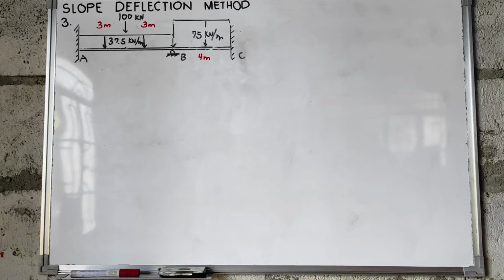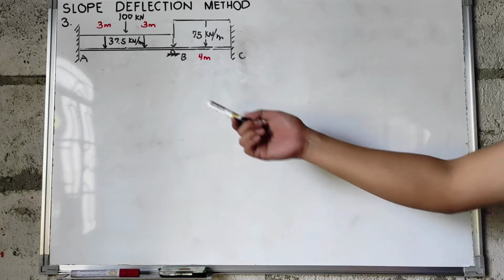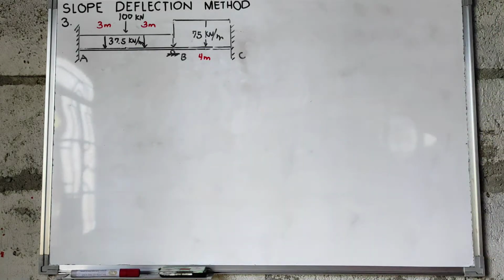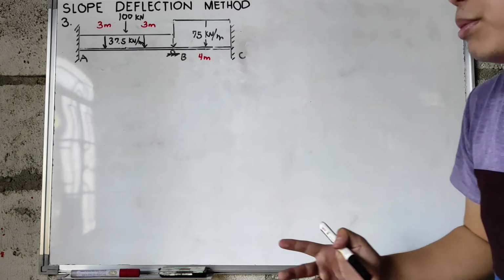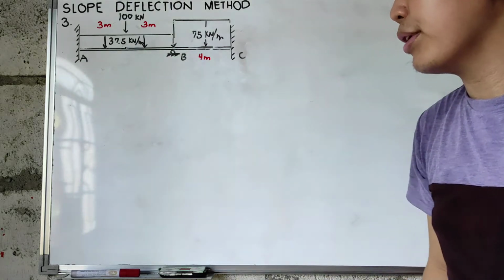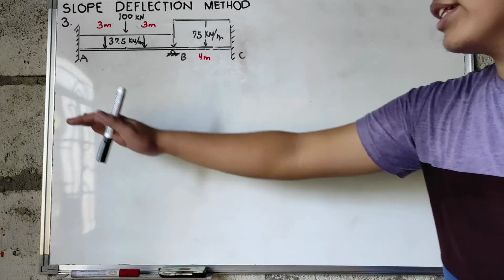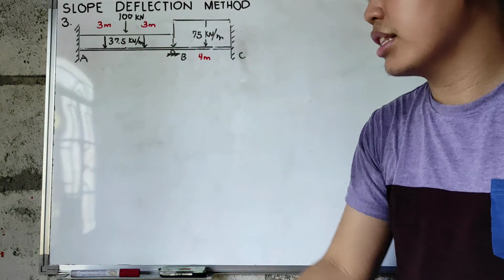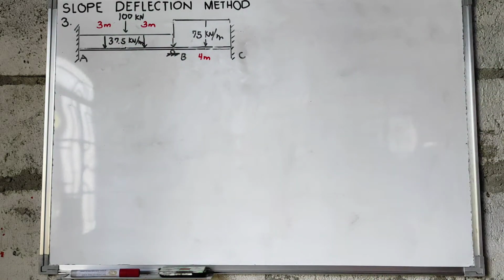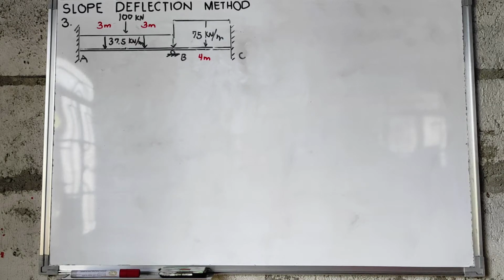Let's consider a restrained beam for sample problem number 3. For this restrained beam, meron tayong inner support na roller at a distance of 4 meter from C. This beam supports two uniform loads having an intensity of 37.5 and 75 kilonewton per meter. And on the span AB, meron tayo dito na concentrated load having an intensity of 100 kilonewton.